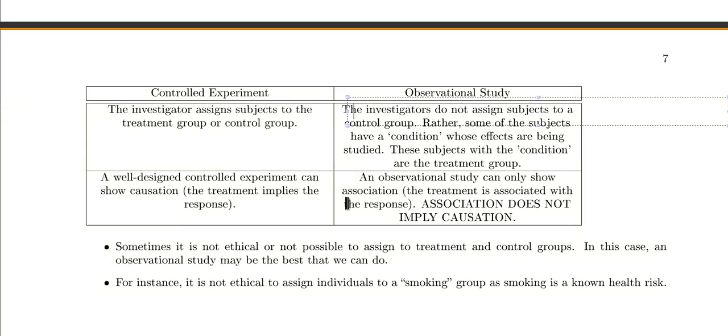So sometimes it's not ethical or possible to assign people to treatment and control groups. In this case, an observational study may be the best that we can do. So for instance, it's not ethical to assign individuals to a smoking group, as smoking is a known health risk. What we do in these situations is we do the best that we can, so we do observational studies. But for example, with smoking, they've done enough observational studies that are all showing similar results to show then that smoking is a health risk.